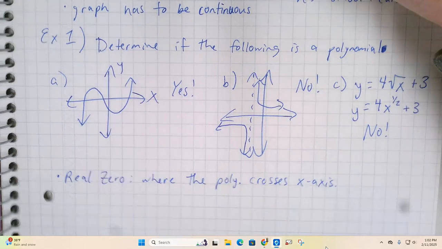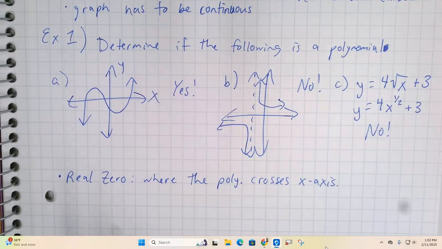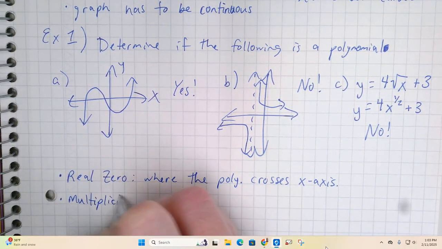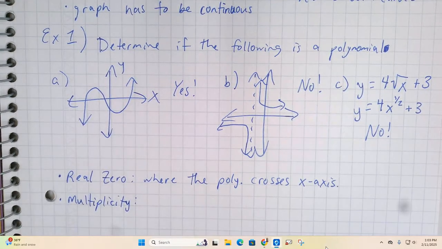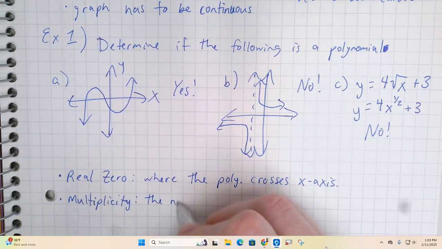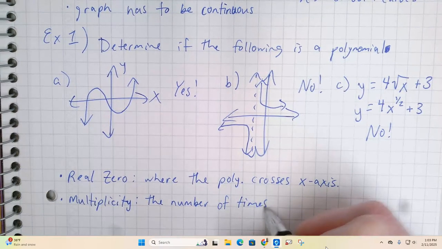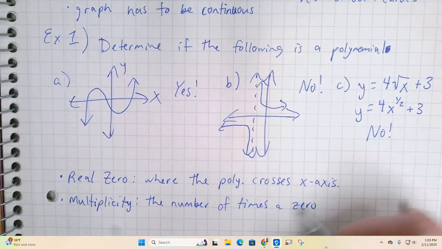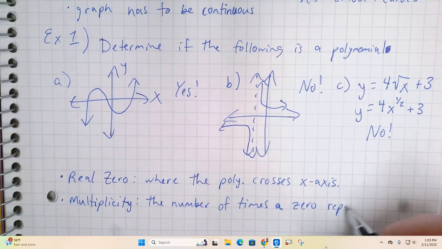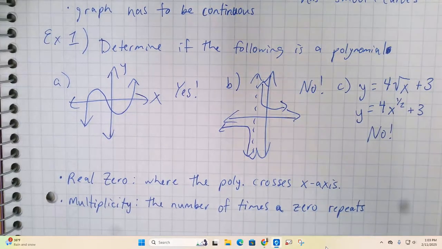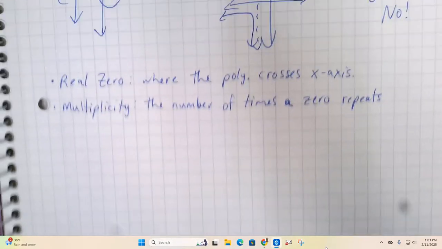Another vocab for you would be multiplicity. And the definition of multiplicity, it's the number of times a zero repeats. And zero is kind of a loose term. Some people call them solutions. Some people call them where you cross the x-axis, the x-intercepts. So there's multiple ways to refer to this.